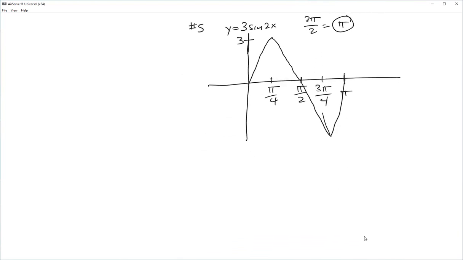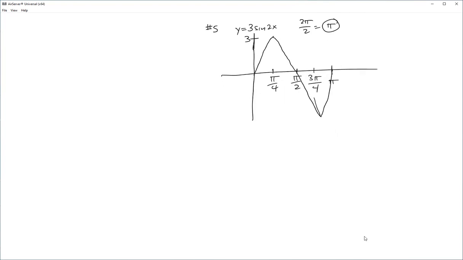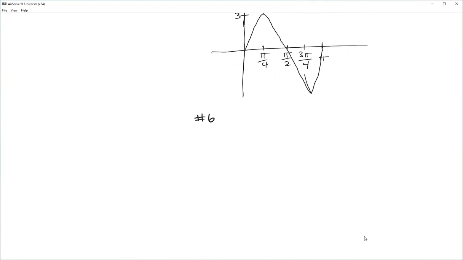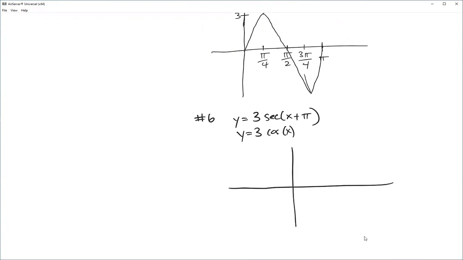Number 6 is the cosecant. Sorry, the secant. Y is equal to 3 secant x plus pi. Okay. What I would do is maybe draw the cosine function first. Y is equal to 3 cosine x, and then we'll shift the wave pi after we're done with this. So if we draw the cosine, this is 3 and this is -3, and the period is 2 pi.